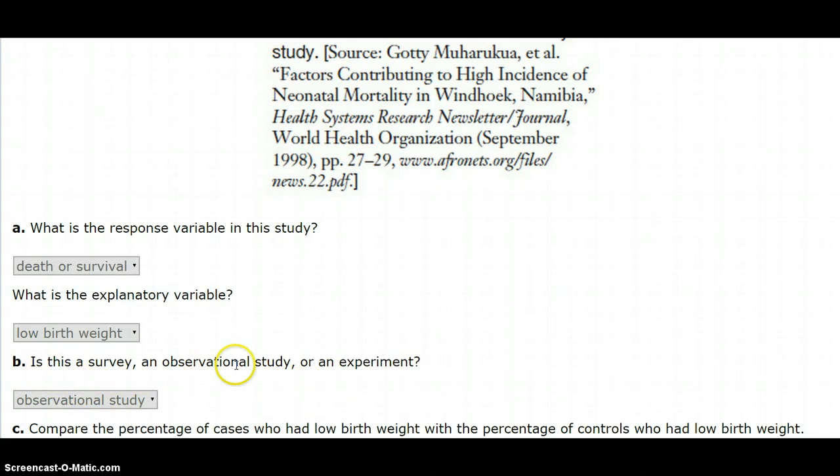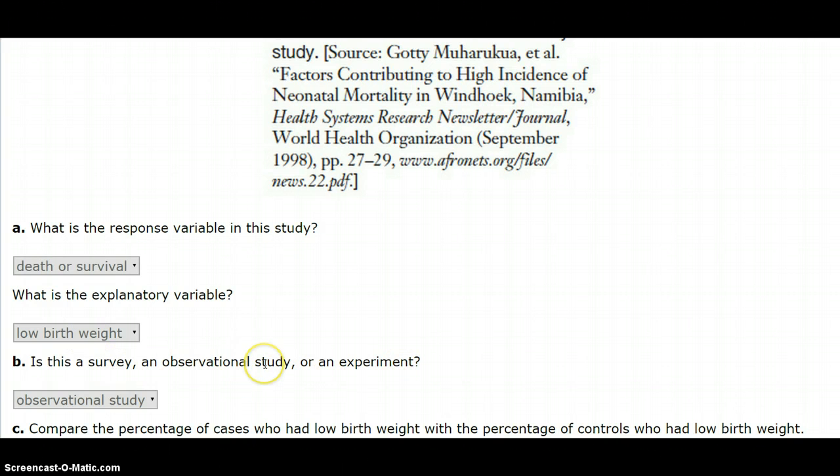So is it a survey, observational study, or an experiment? Observational study. So why is that? Well, we know that an experiment has a very rigid set of requirements. We need to have randomization, enough replication, in other words, enough sample size, some kind of control. We certainly don't have the randomization here. We're not randomly assigning babies to the treatment, which is low birth weight. So it can't be an experiment.